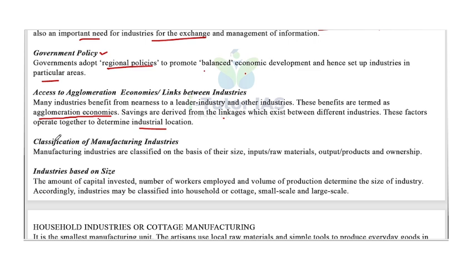Now, classification of manufacturing industries. Okay, so the manufacturing industries are classified on the basis of their size, inputs or raw materials, output of products, and ownership. So they can be classified into four types based on size, inputs or raw materials, output of products, and ownership. First, industries based on size.